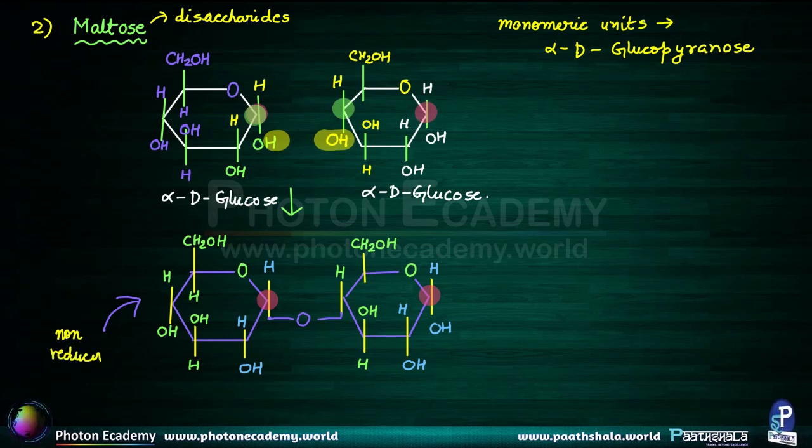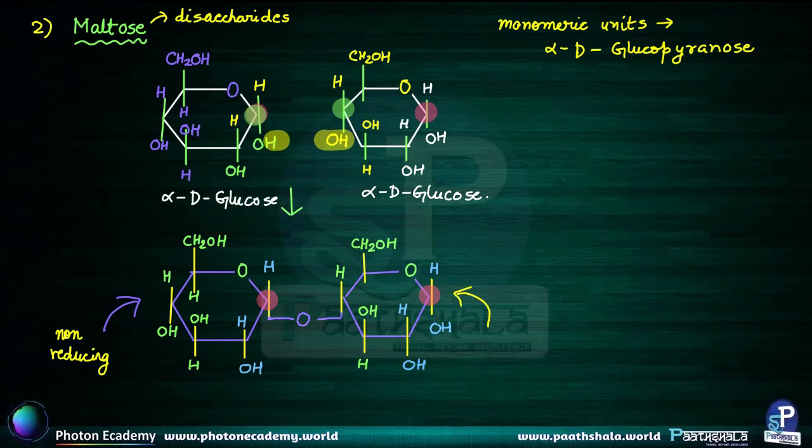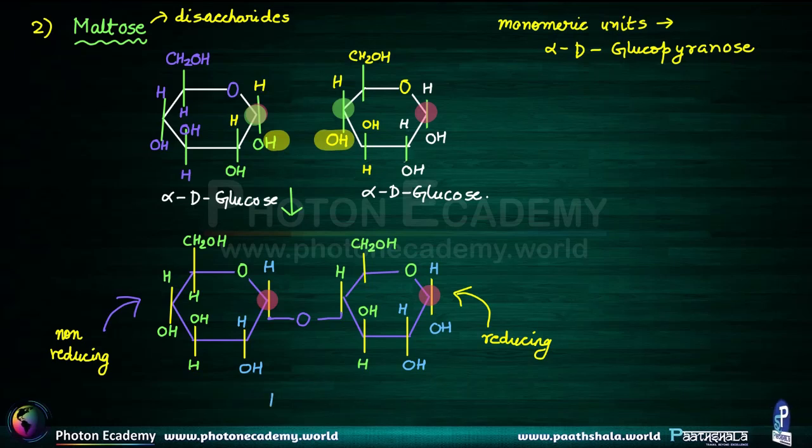But when we come to this right side unit, the anomeric carbon over here is remaining untouched by this ether linkage. So this is in fact reducing. So overall, this whole maltose will be a reducing sugar. So let's just first write the name. So this is a maltose unit.